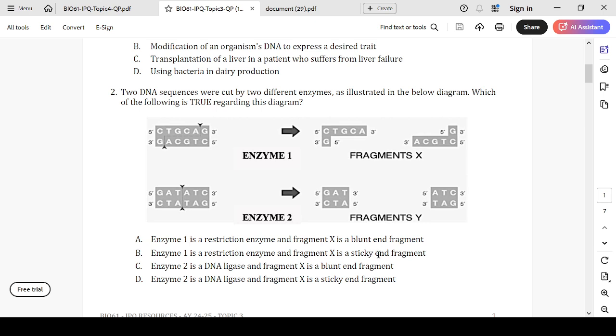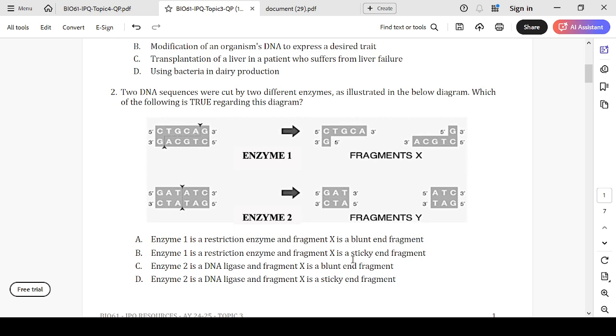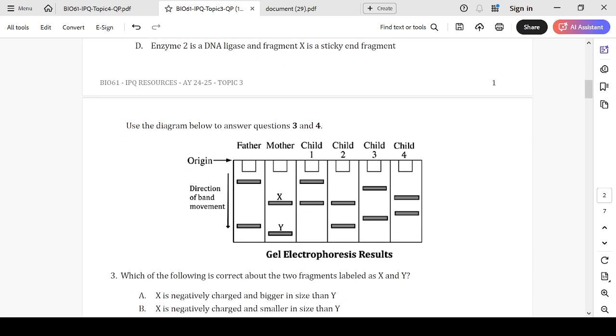This is sticky, and X is sticky. And yes, enzyme one is the restriction enzyme, and fragment X is sticky. Yes, this is sticky, which is true. Enzyme 2 is ligase. No, enzyme 2 is DNA ligase. So the answer is B, restriction enzyme, and it makes a sticky end, which is EcoR1.